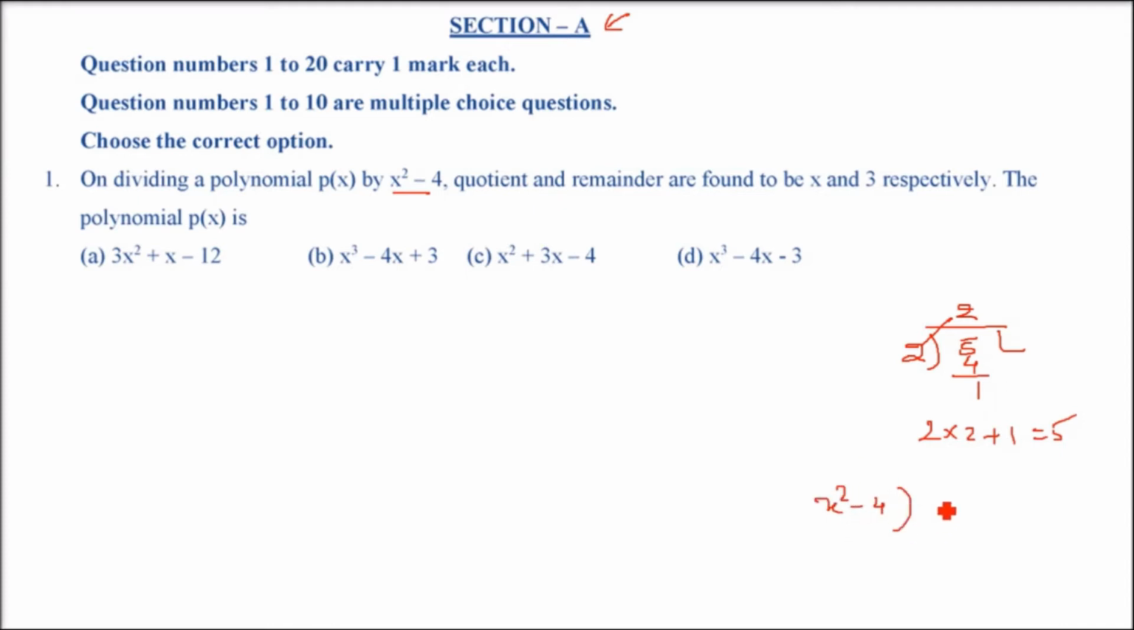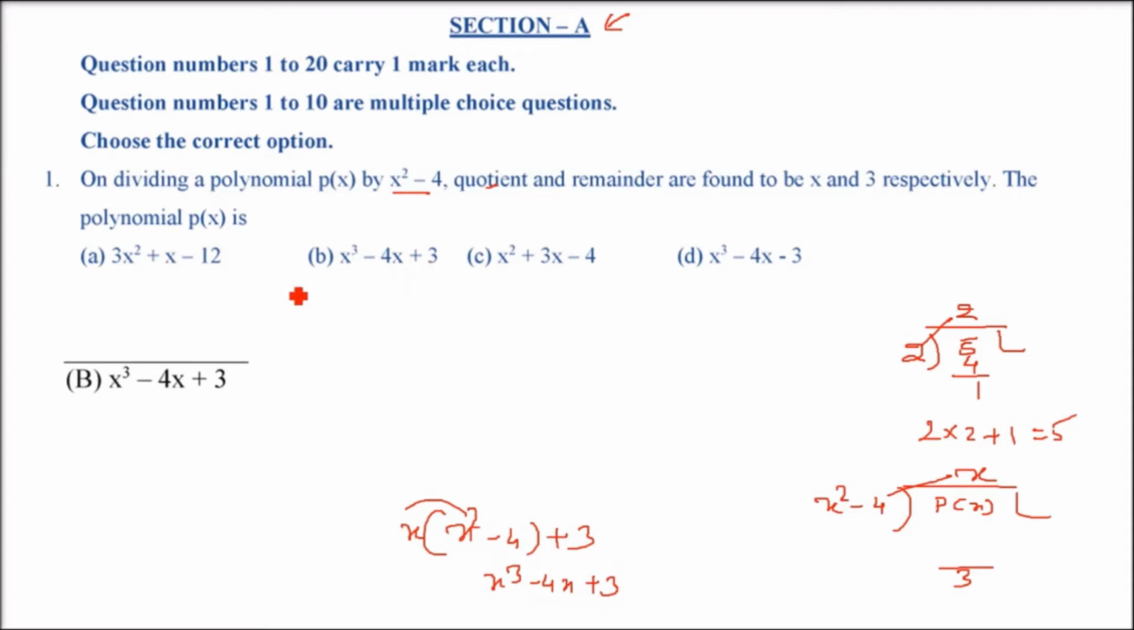We are dividing p(x) by x square minus 4, and the quotient is given as x and the remainder is also given. The remainder is 3. So what did I say? x square minus 4 multiplied by x and then you add 3. So x cube minus 4x plus 3. And this is the solution, which is B. This is the correct answer, B.